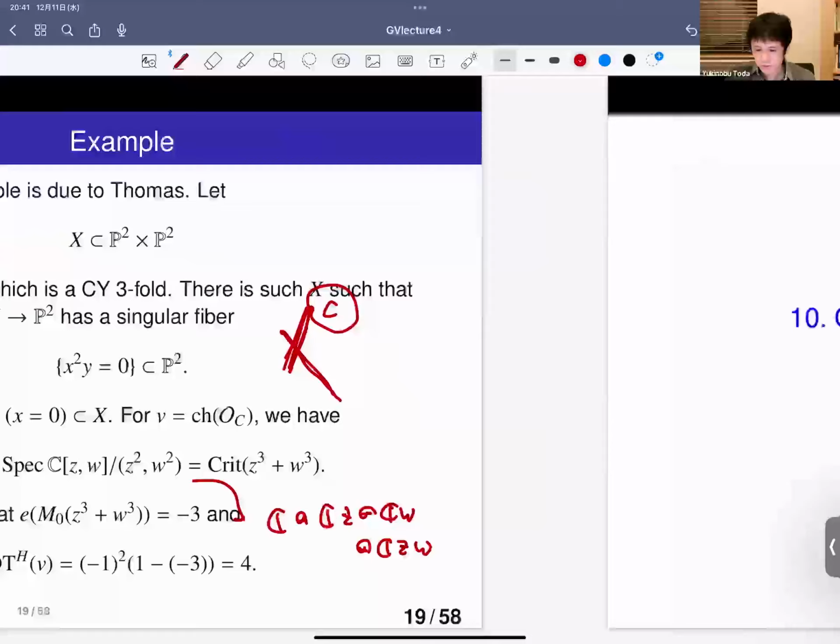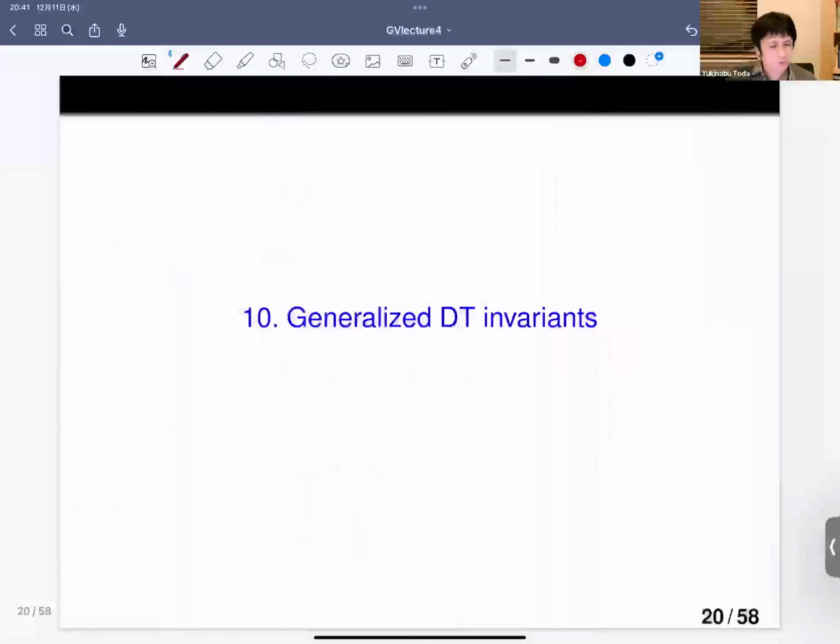So this is the definition and example of DT invariant. And now I'm going to explain about the generalized DT invariant. So this is another very important story in DT theory.